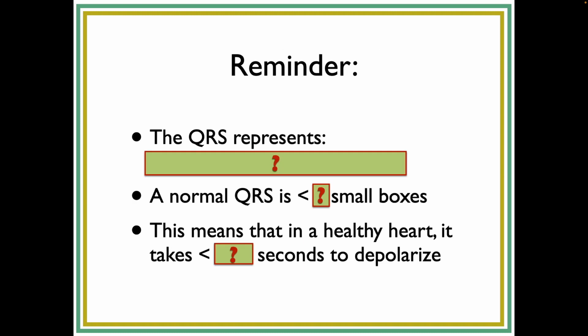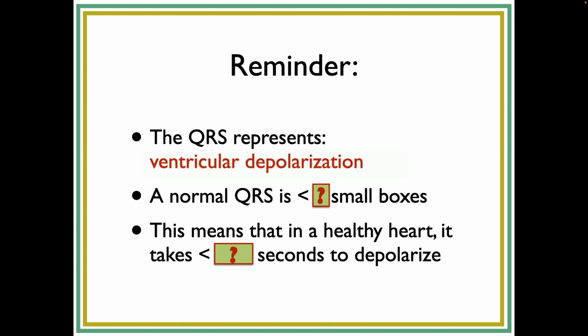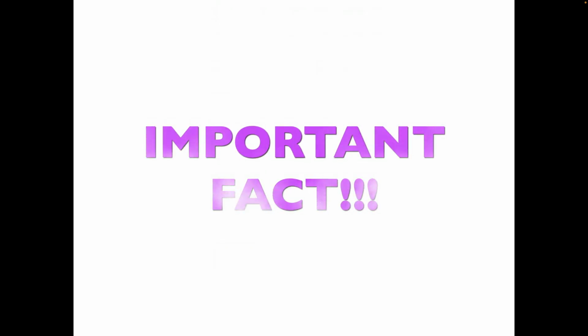So, reminder, Andrew, the QRS represents what? Ventricular depolarization. Okay. And a normal QRS, Grace, is less than how many small boxes? 3. Okay. And this means that in a healthy heart, it takes less than, Natalie, how many seconds to depolarize? 0.12. Okay. Important fact.